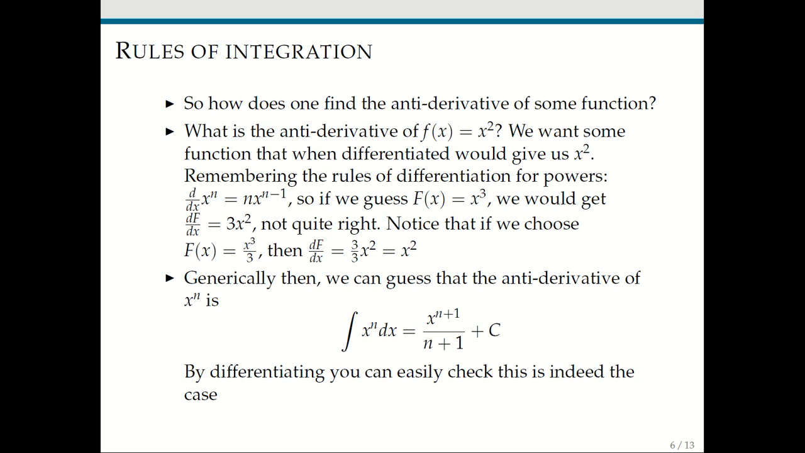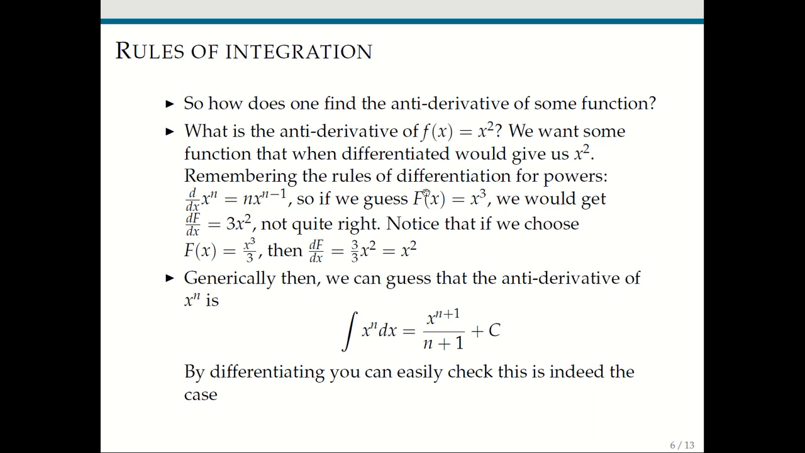Suppose we start with a simple function, x squared. So what we really want, if we want to find the antiderivative, is a function that when differentiated would give us x squared. The place to start is to remember our rule for differentiating powers: d by dx of x to the n is n times x to the n minus 1.